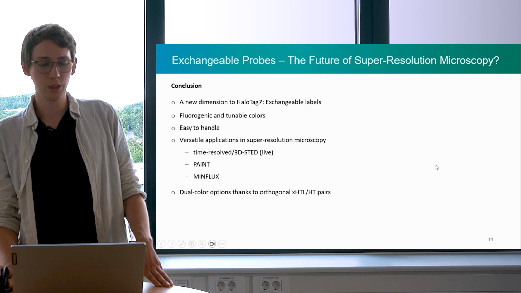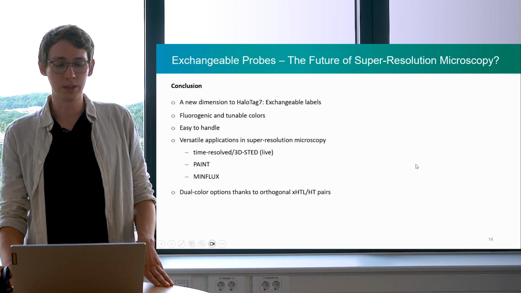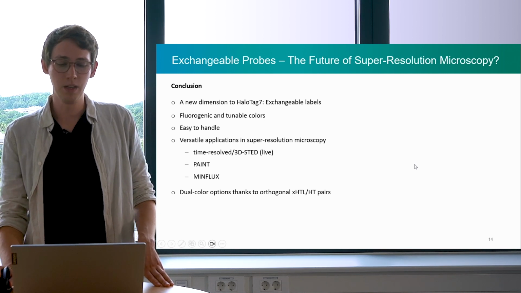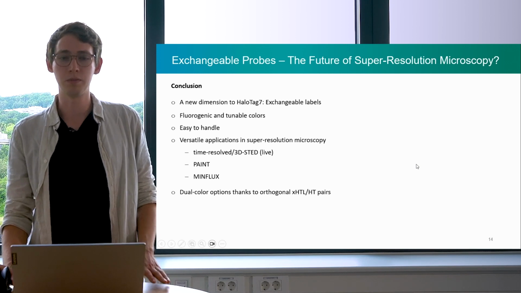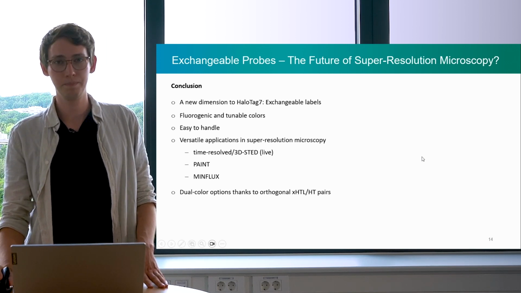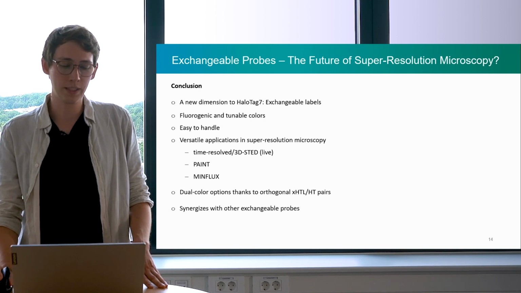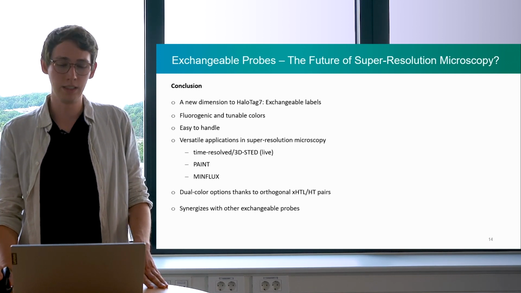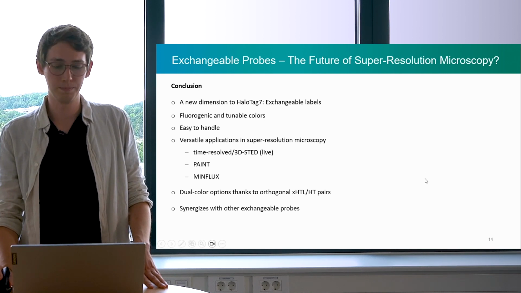And it's possible to image two HaloTag variants at the same time by using this dual color system, comprising of XHDLs and HaloTag pairs with different binding specificities. And in the future, I hope that we can synergize exchangeable ligands to overall improve super resolution microscopy.